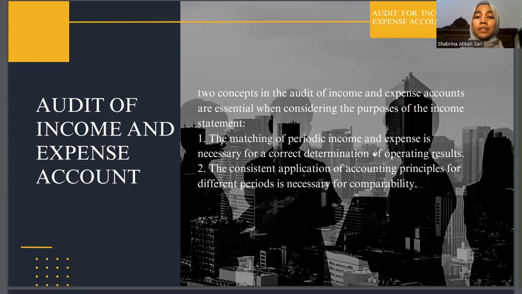So there are two concepts in the audit of income and expense accounts that are essential when considering the purpose of the income statement. The first one, the matching of periodic income and expense is necessary for a correct determination of operating results. And next, the consistent application of accounting principles for different periods is necessary for comparability. Both of these concepts must be applied to the recording of individual transactions and to the combined accounts in the general ledger and financial statements.